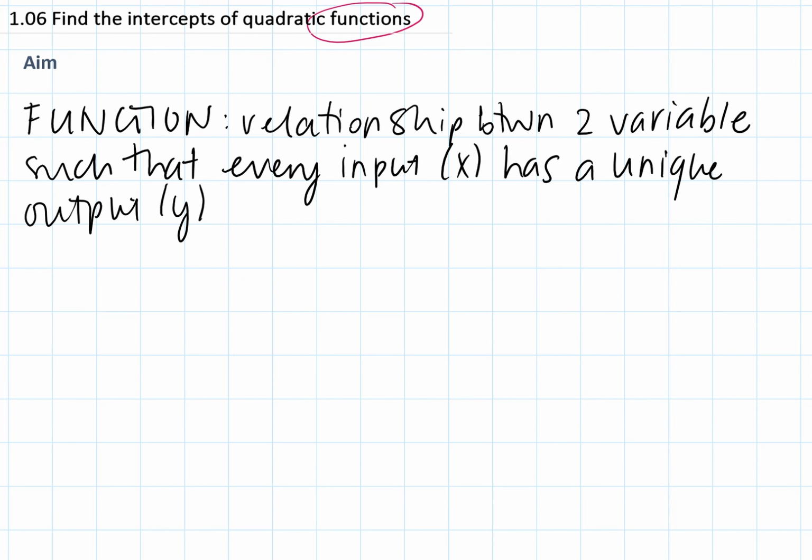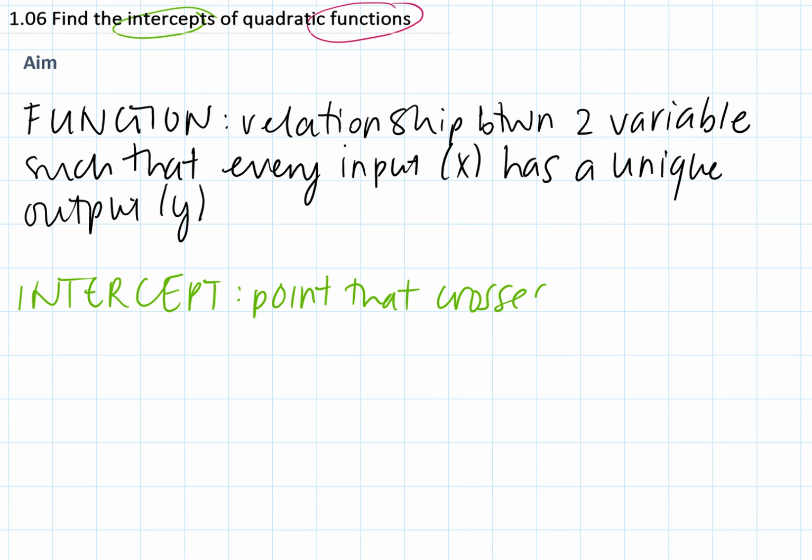And so instead of solving equations today, our ultimate goal will be leading up towards graphing these relationships, these functions. And part of graphing is knowing where the intercepts are, right? And an intercept is a point that crosses or intersects an axis. So either the x-axis or the y-axis.